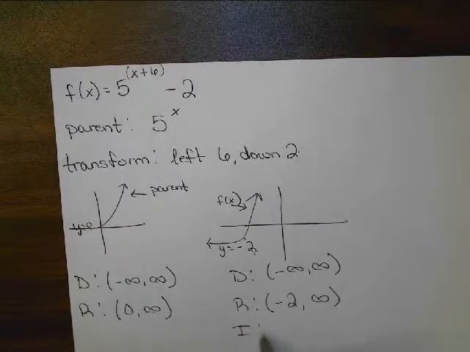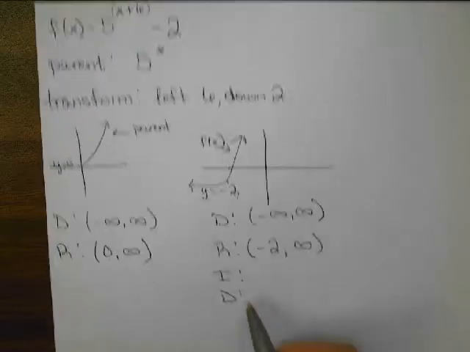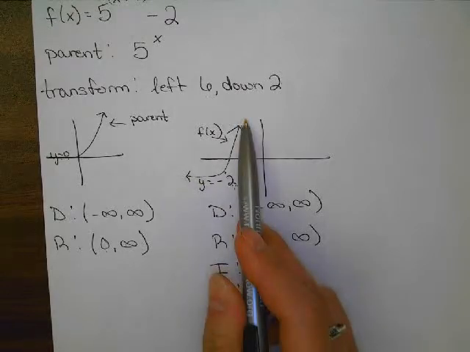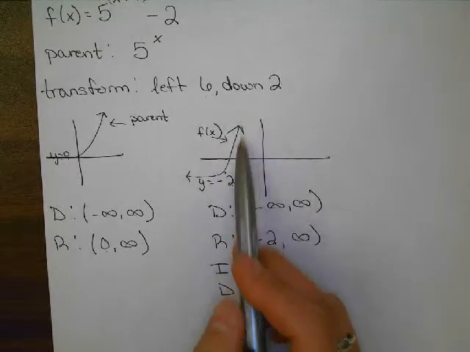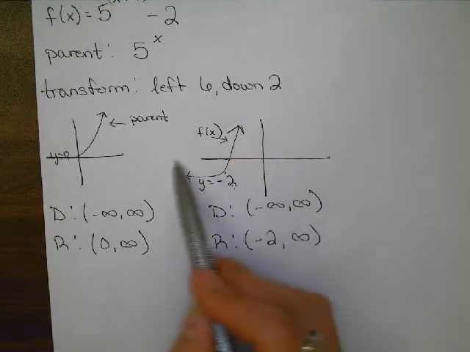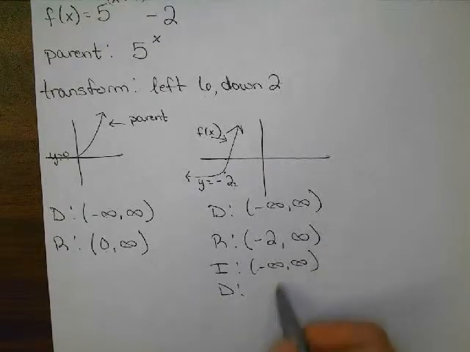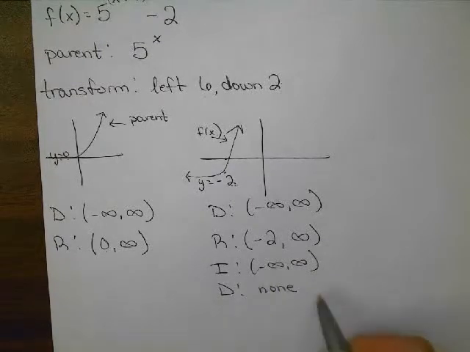If I wanted to look at the increasing or decreasing intervals again, if I look at my function here, I can see that it's increasing everywhere. It never stops increasing anywhere. And that's along the x-axis, remember. So it's going to match my domain of negative to positive infinity, and it doesn't decrease anywhere.